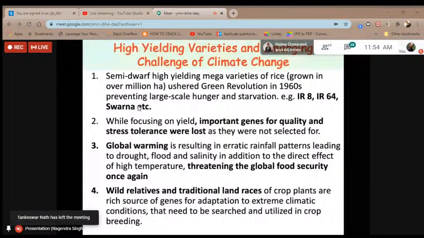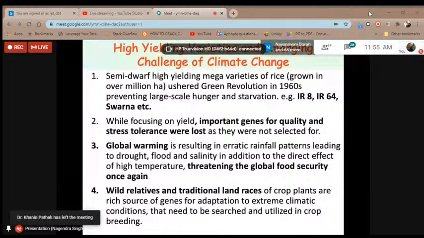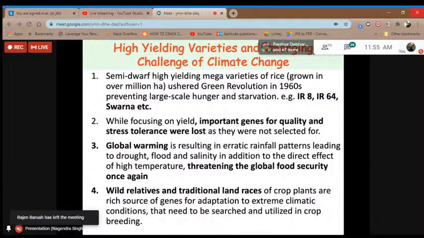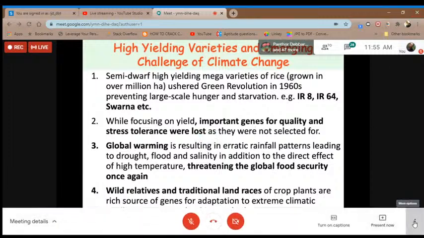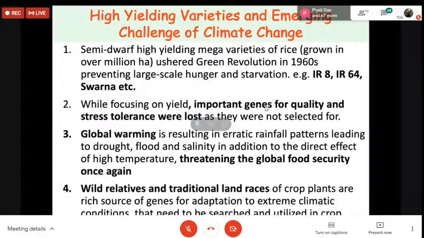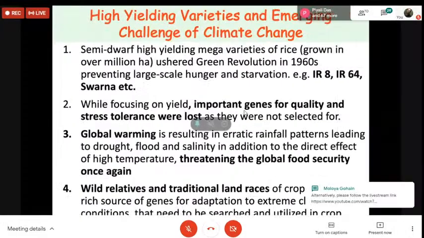Because they were selected under high input condition. There was plenty of fertilizer and water, and we did not really bother about quality; we just wanted enough food, not high quality. Now these things are coming because people have become quality conscious. Now we have enough food, so people are looking for better quality: processing quality, eating quality, nutritional quality, all those things.